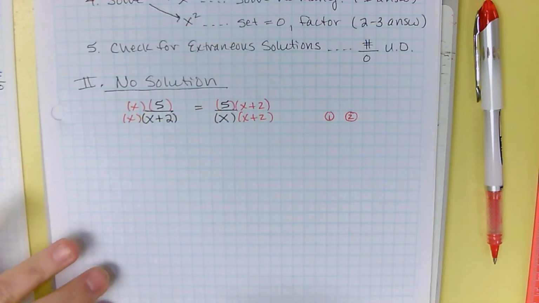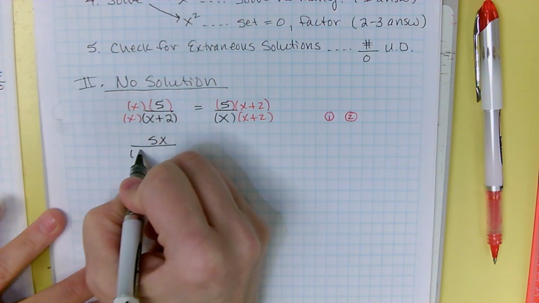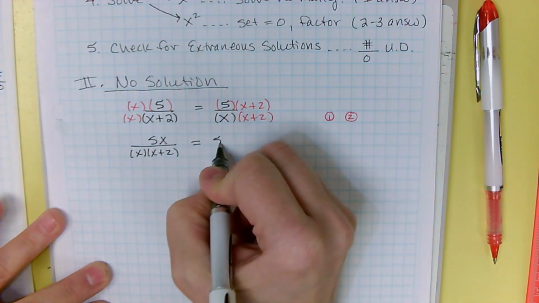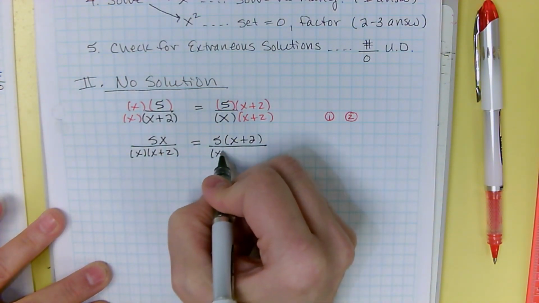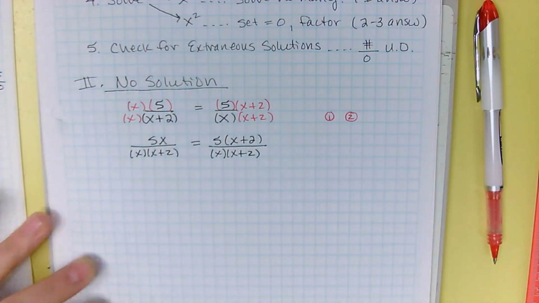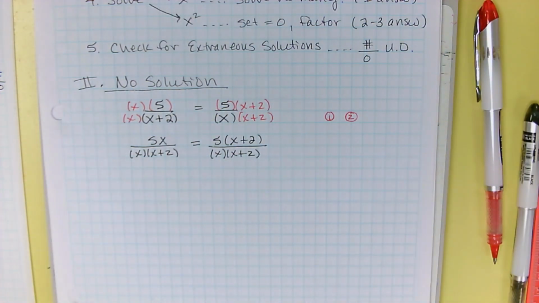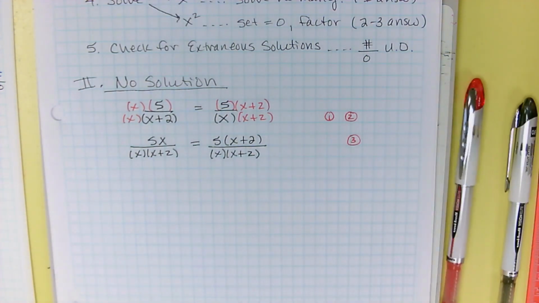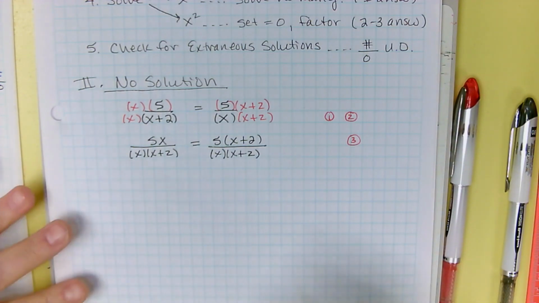All right, so what we now have is 5x over x times x plus 2 equals 5 times x plus 2 over x times x plus 2. So the bottoms now match. They have the exact same factors. This is where we're going to do step 3. This is where we're going to eliminate the bottoms of the fractions. We're going to eliminate the denominators.